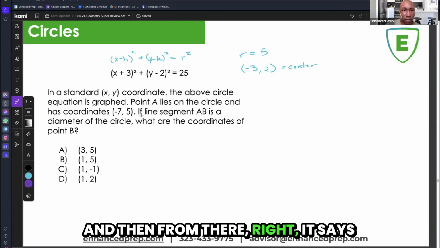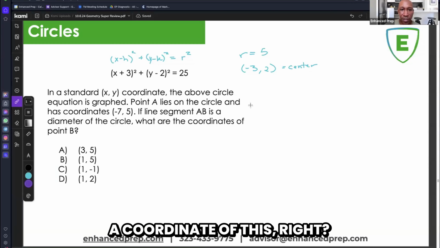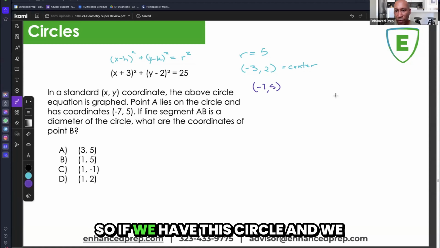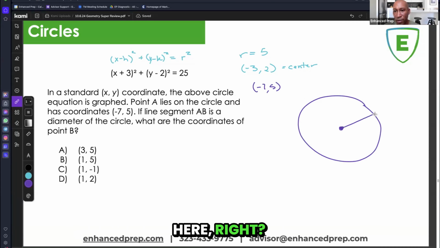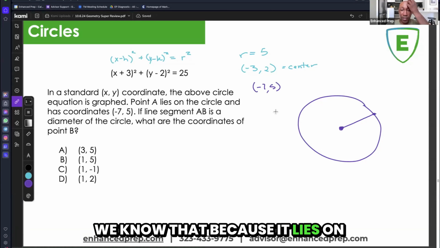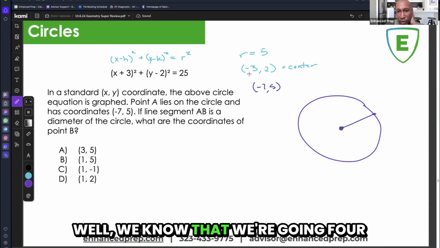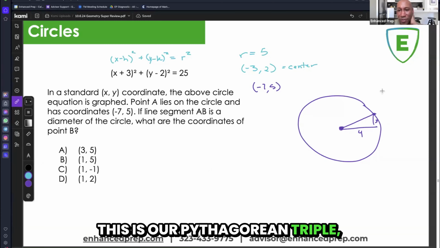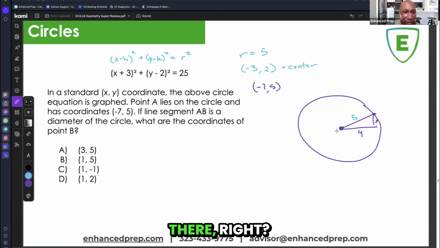And then from there, it says point A lies on the circle and has a coordinate of this, right? So A is going to be at point (-7, 5). So if we have this circle and we have our center right here and some point right here, we know that because it lies on the circle, we can figure out the distance between them. So what is our distance formula? Well, we know that we're going 4 units in the x direction and 3 units in the y direction. And guess what? This is our Pythagorean triple, and we know that's our 5.